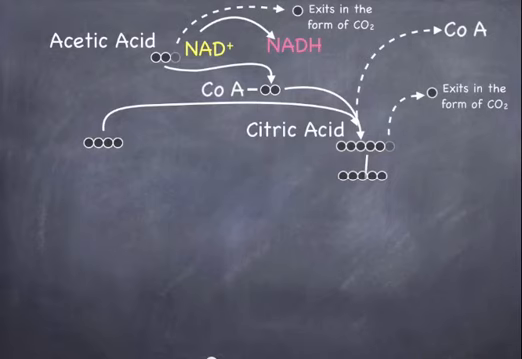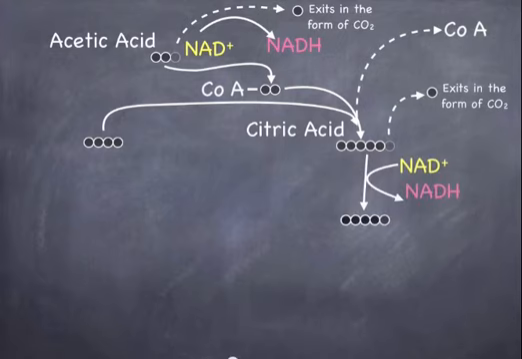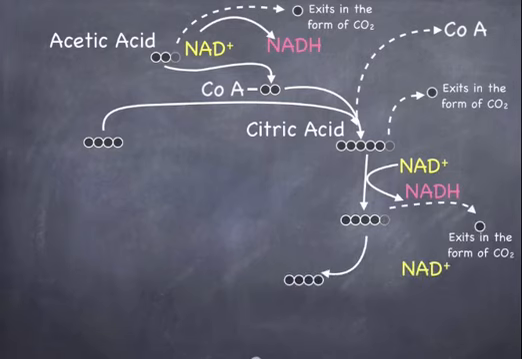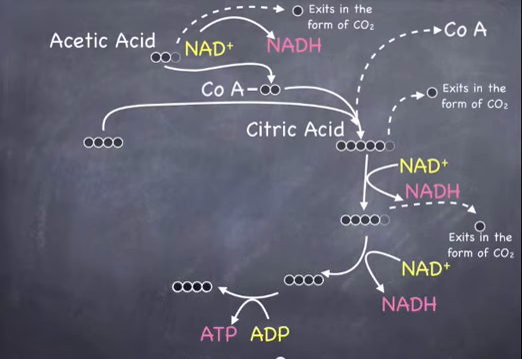And then with that citric acid, we break off another carbon dioxide, which releases more carbon dioxide and NADH, and then we get a 4-carbon molecule. I'm sorry, a 5-carbon molecule. And we break off another one, and we get a 4-carbon molecule, releasing more CO2 and NADH.